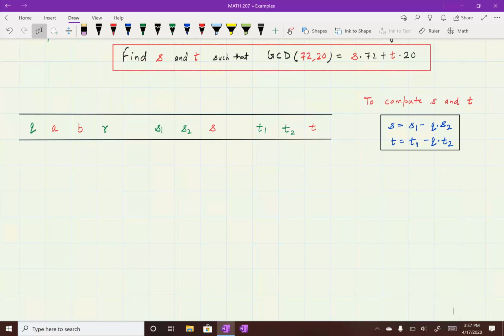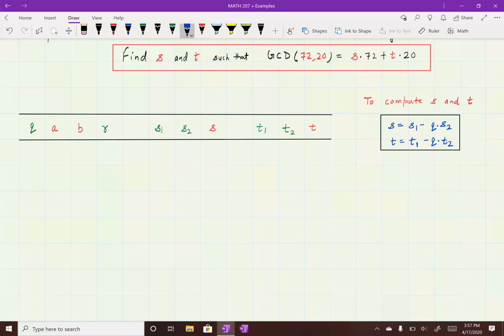To solve this problem by using the extended Euclidean algorithm, we create a table with 10 columns where q is my quotient, a and b are the integers with respect to my GCD problem, r is the remainder, s1 and s2 are temporary variables, s is the coefficient which we are trying to find here, t1 and t2 are the temporary variables, and t is the other coefficient which we are trying to find here.